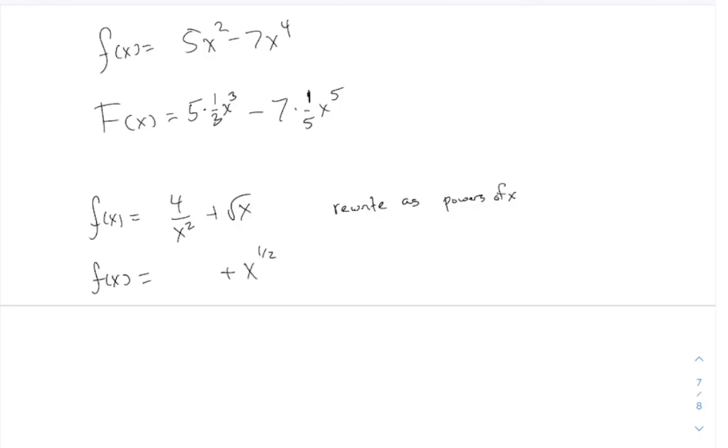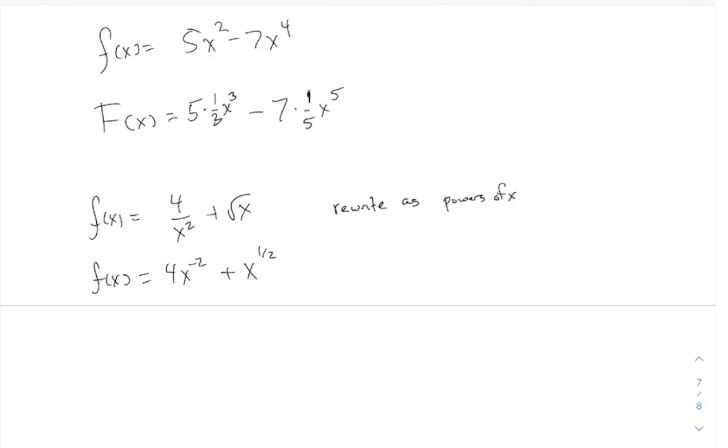Can anybody rewrite the first part there, 4 divided by x squared? Rewrite that using only a power of x. What's the 4? Yeah. X and negative 2. Yes, so this will be 4x to the minus 2, all right? This is not my answer. That's not the antiderivative. That's just rewriting the same thing again, so that it looks like just powers of x added together with coefficients.